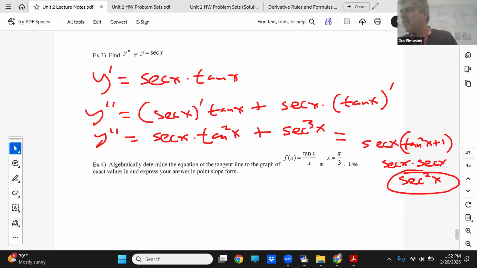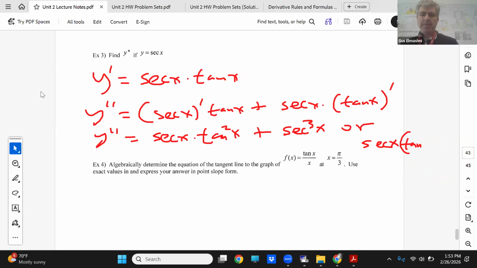Let's go back to secant. I got secant squared x, actually. I think you can only factor out secant. But tan squared x plus 1 equals secant squared x, right? Oh, it's plus one? Yeah. So it's negative. Oh, wait, no, hold on. Never mind.